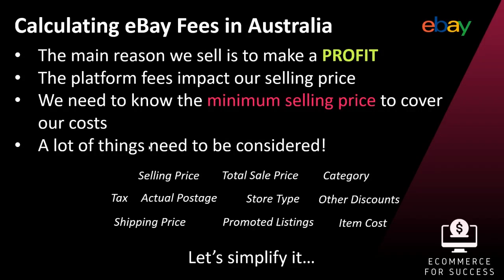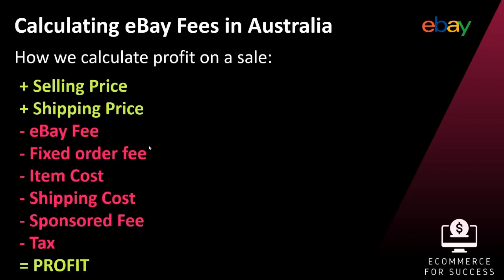Now, when we reorder all those different components, you can see the greens are your revenues and the reds are your costs. So we start with the selling price. Then we add the shipping price that the customer would have paid. Then we minus the eBay fee, any fixed order fee, the item costs, the shipping costs, any sponsored fees that you've paid for the eBay listing, and then any tax. And after you've taken all those out, profit is what you're left with.